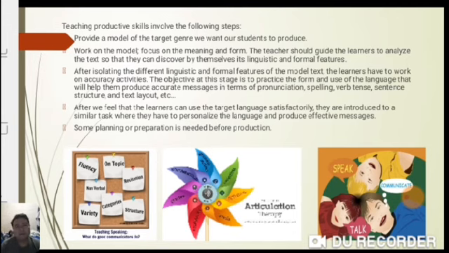Some planning and preparation is needed before production. In the case of a speaking skill, the learners have to structure this course individually, in pairs or in groups before actual production. Feedback can be given by the learners themselves or by the teacher to give much more value to the learners' productions.